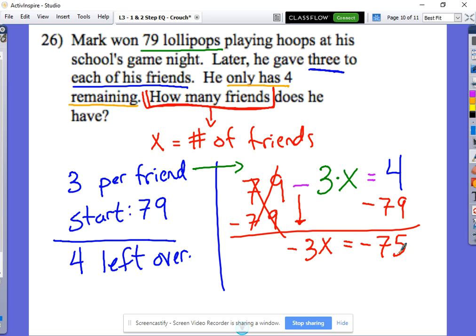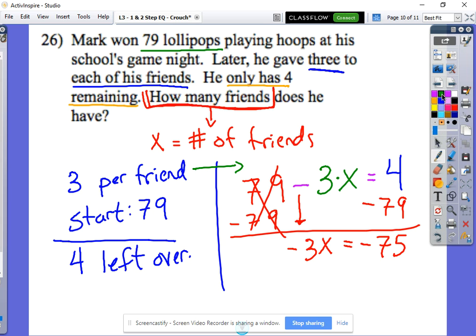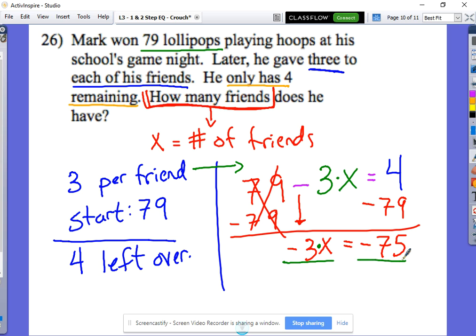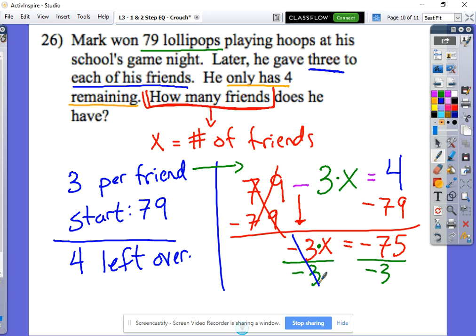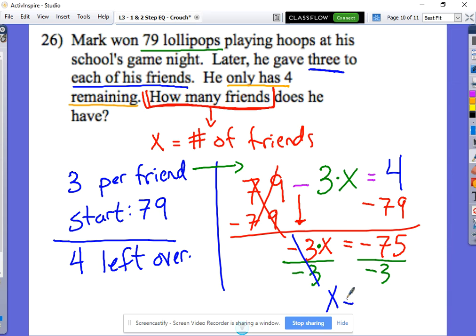Okay? So now we're left here. Once again, our final step is to undo multiplication, and we undo multiplication by dividing. So we're going to divide by negative 3. When we divide by that negative 3, we're left with x equals, think about that: if you have 75 cents, that's 3 quarters. How much money is each quarter worth? Well, each quarter is worth 25 cents. So negative 75 divided by negative 3 gives us positive 25.